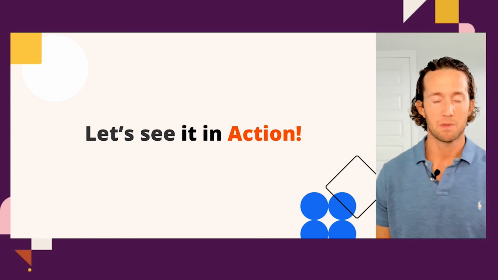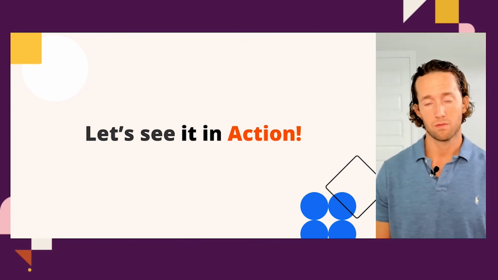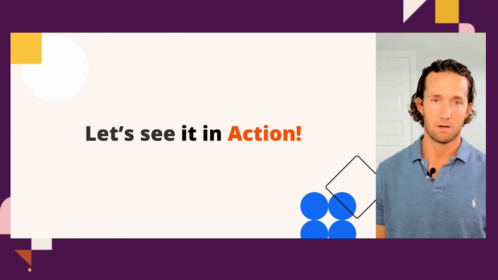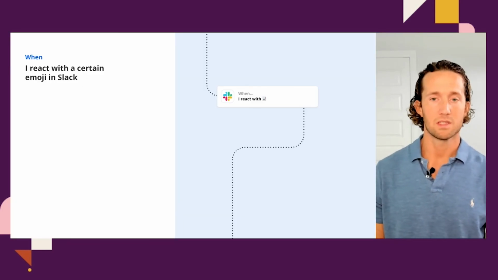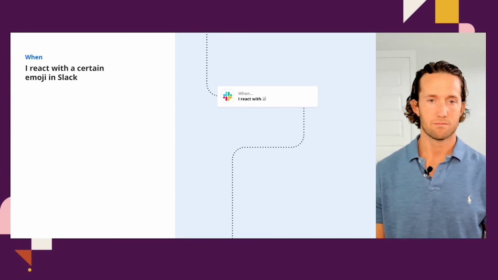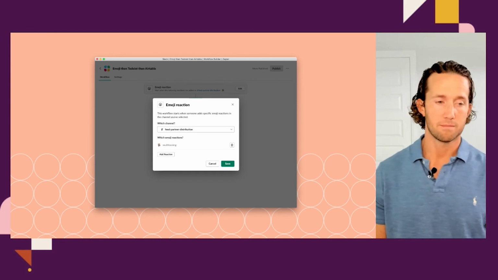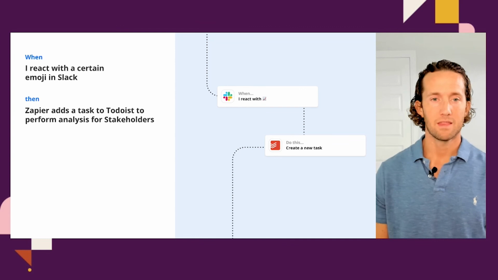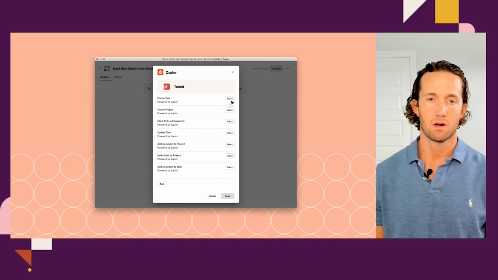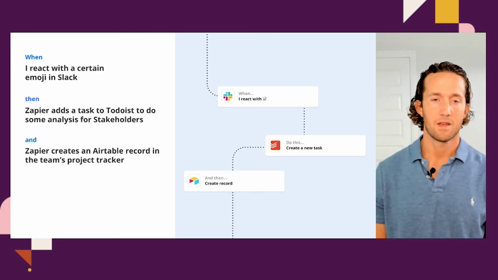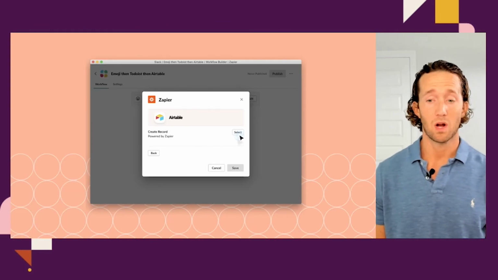So let's see Steps by Zapier in action. I'm going to share 2 example multi-app, multi-step workflows that allow users to work smarter, not harder. In this first example workflow, a manager has requested some analysis be done by a stakeholder. The workflow is started with a user reacting to the message with an emoji. Then Zapier creates a Todoist task to perform analysis for the stakeholder. And finally, Zapier creates an Airtable record to monitor this work in the team's project tracker.